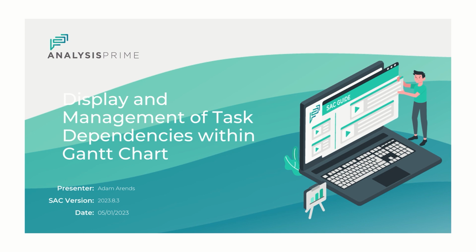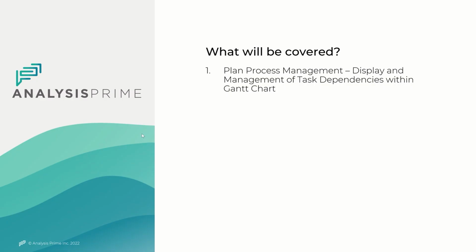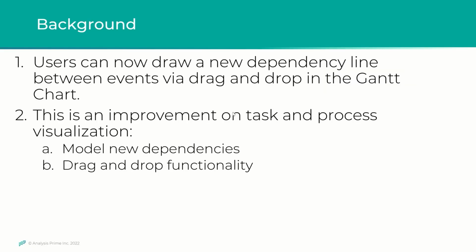Today I want to talk about the new Gantt chart enhancements within SAC for the latest release. So we're going to look at the display management of task dependencies within the Gantt chart and how those changes affect productivity. You can now draw new dependency lines between events via drag and drop in Gantt charts. So this is an improvement on task process visualization. You can quickly model new dependencies within calendar tasks, and the drag and drop functionality makes it easier on users.